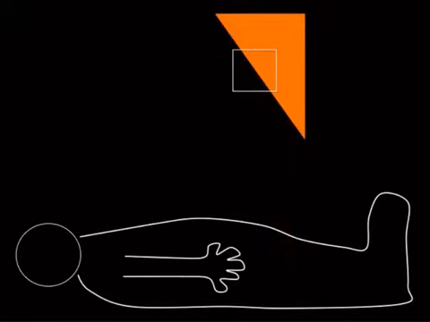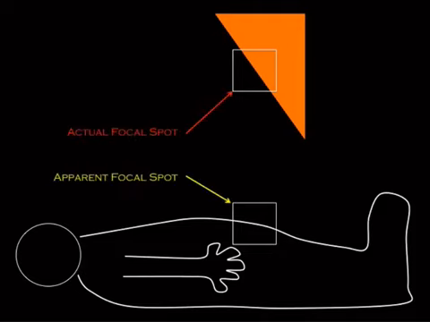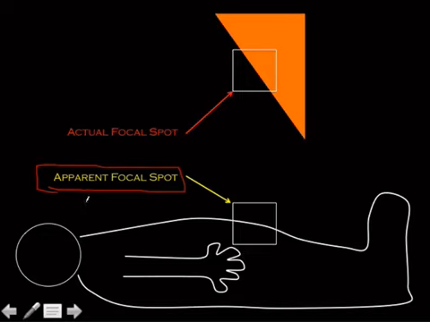So that's the focal spot there. And then there's another focal spot here where it lands on the patient. So the one on the target is referred to as the actual focal spot, and the one on the patient is referred to as the apparent focal spot. The apparent focal spot is the one that defines the amount of blur, not the actual focal spot. So that's the testable point here. This is going to define your blur.